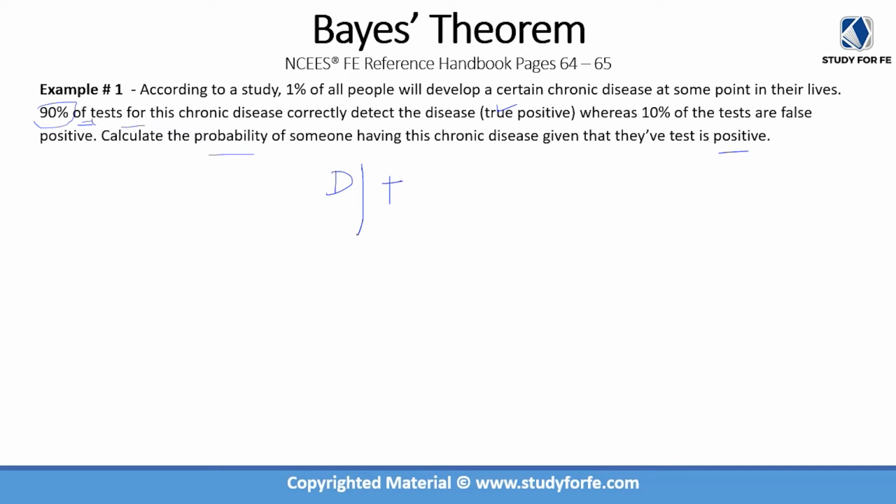This is that you have the disease, and the test is positive. So you already know that the person has the disease, and the test is positive. So it is an accurate test. But what we are asking for here is that if you're given that the test is positive, what is the probability that the person actually has the disease? So these are two different things.